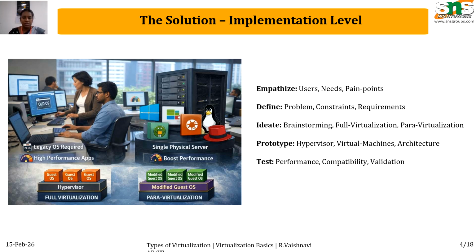So we have the 5 stages. First one empathize, second one define, third one ideate, fourth one prototype, fifth one testing. In empathize we have the user needs and the pain points. In define stage, we have to identify the problem, the constraints and the requirements. In third stage, we have to find the solution. By brainstorming, we find the solution as full virtualization and para virtualization. Fourth stage will be the prototype. In prototype, we find the hypervisor, virtual machine, and architectures. Fifth one will be the testing stage. Here we see the performance, compatibility, and the validations.